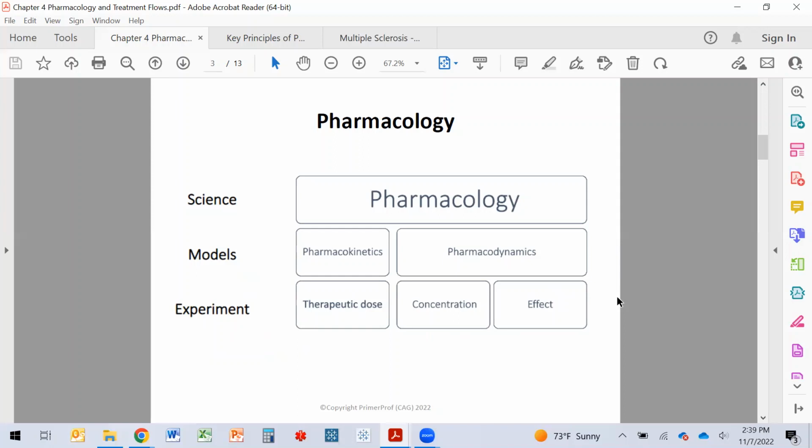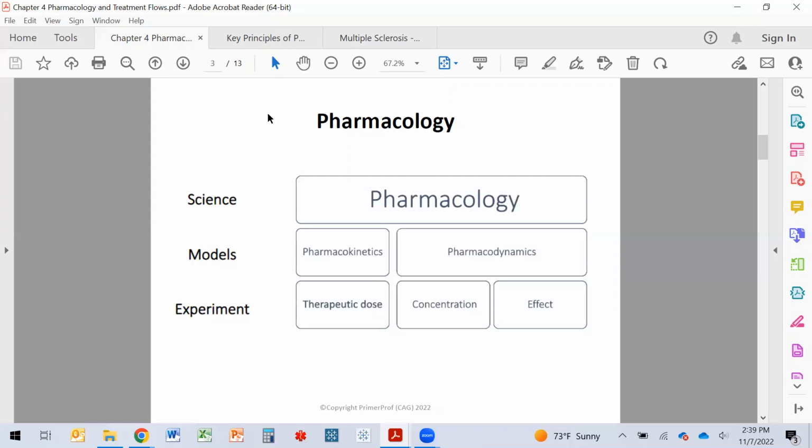Pharmacokinetics is, excuse me, pharmacokinetics is the motion or the movement of a drug over time, and pharmacodynamics is basically how it is absorbed and regulated throughout our body.